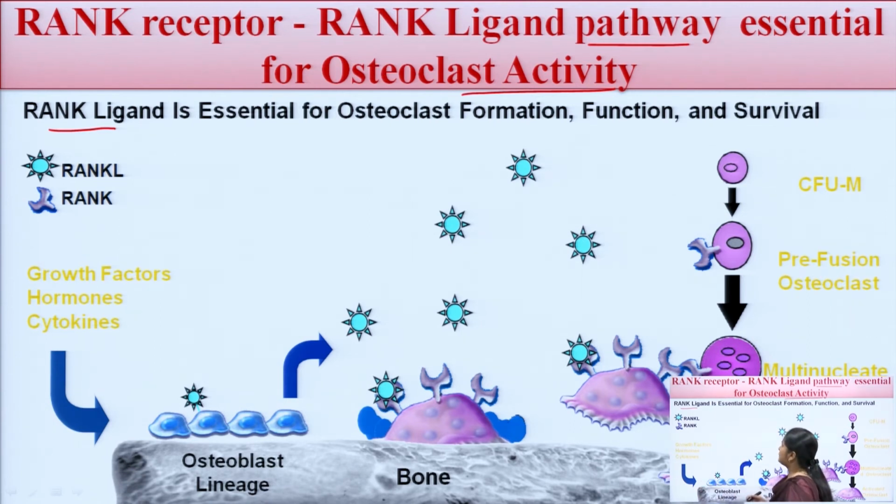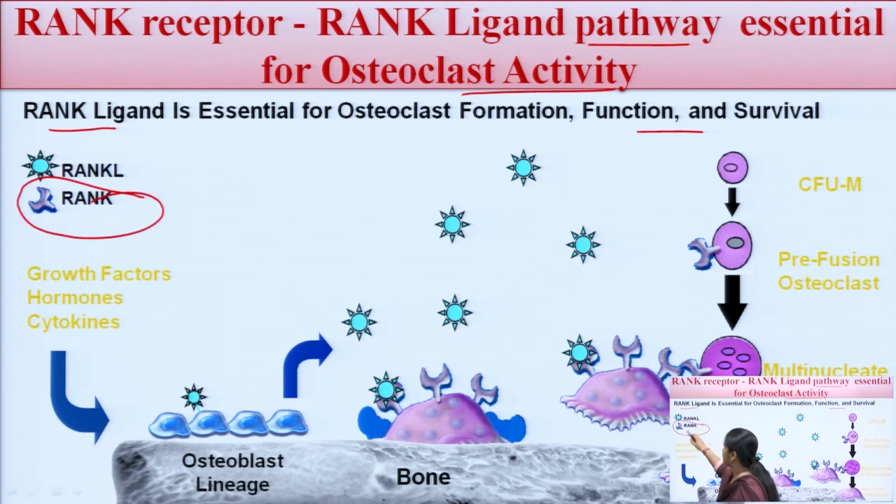So, this RANK ligand is essential for the formation, function and survival of the osteoclast. Now, basically RANK is the receptor to which the ligand binds. They bind to their receptors and they perform their activity, right.